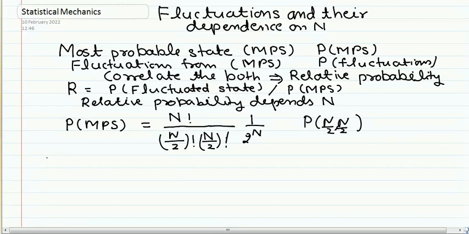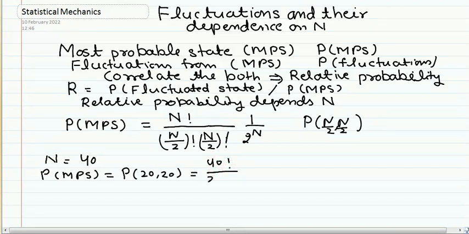Now let us take the number of particles as 40 and calculate the probability for the most probable state. The most probable state means P(20, 20). This value will be 40 factorial divided by 20 factorial and 20 factorial, and then 1 upon 2 to the power 40. This is a very large number, so let us leave it as such.